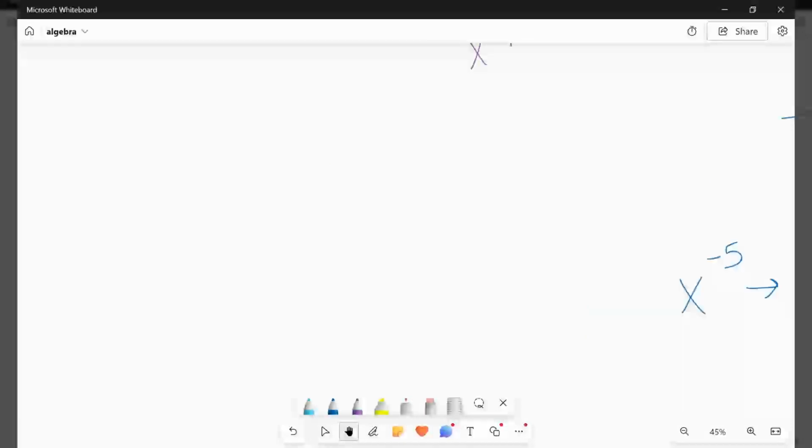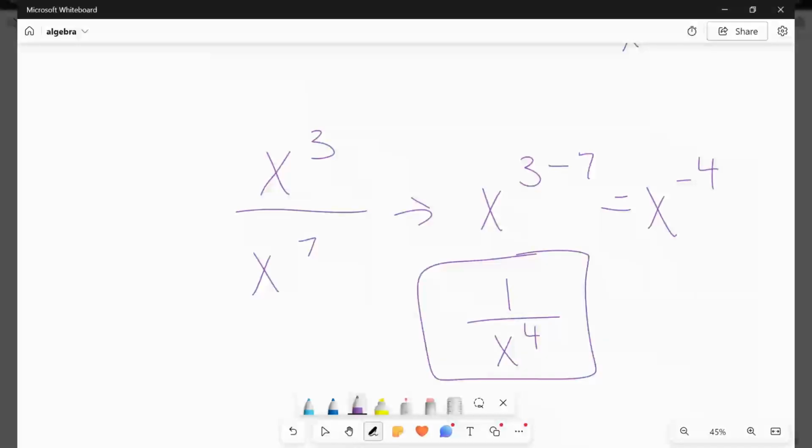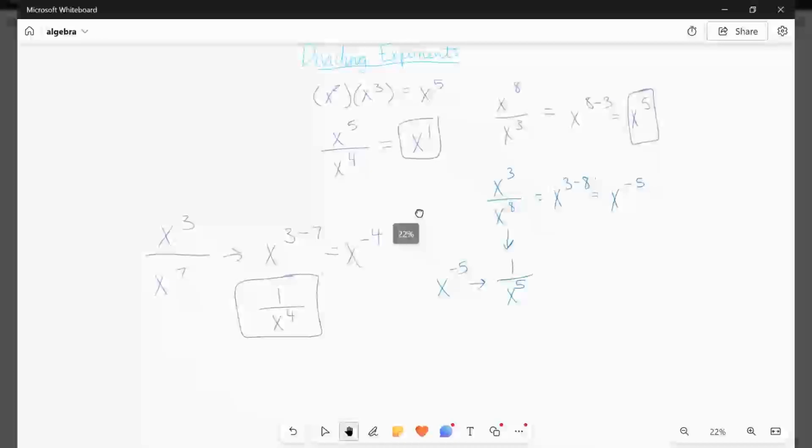Let's do x to the third over x to the seventh. So we know this is going to be x to the 3 minus 7, which is x to the negative 4. Negative exponent. Immediately we should see x to the negative 4. Nope, let's move it down to the bottom, 1 over x to the positive 4.